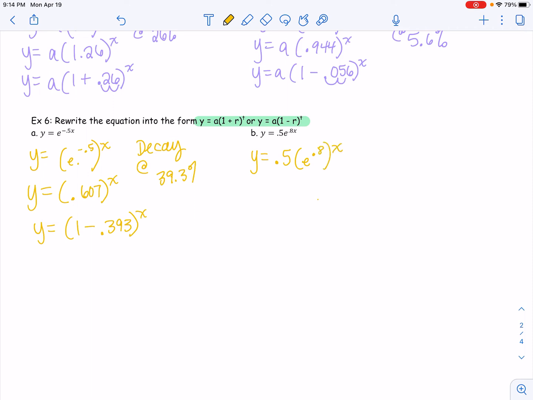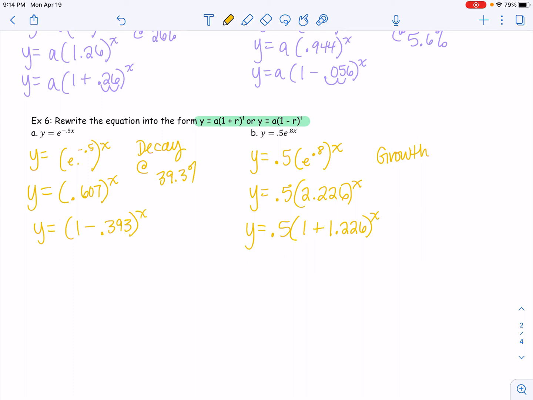So in your calculator, e to the 0.8 power is going to give you actually a bigger number. It's 2.226 raised to the x power. Don't worry, that's okay. This is possible. Rewrite it as 1 plus, because it's a number bigger than 1, we already know it's growth. So it's actually 1 plus 1.226 to the x.